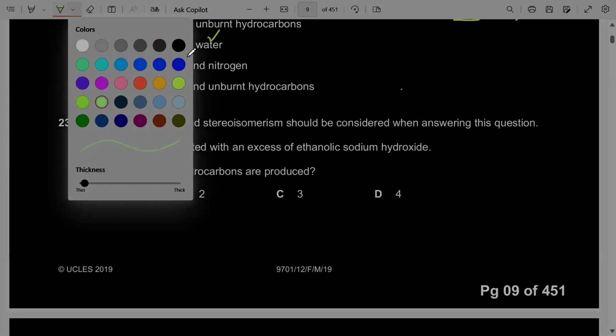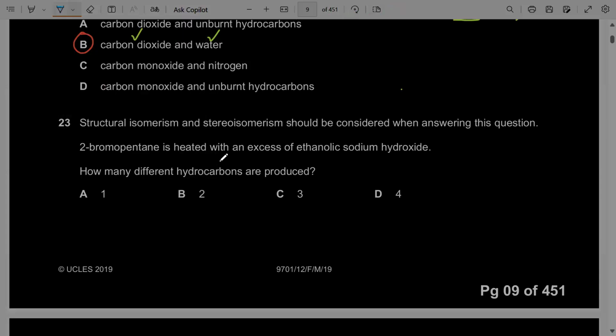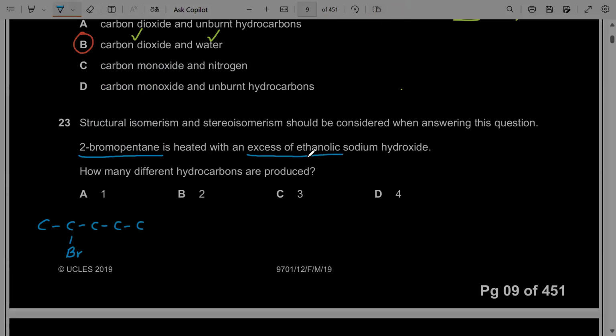Okay, so for this purpose, we need to first have this compound shown in the form of a structural formula. So I'm going to simplify this structure by showing the carbon atoms and the position of the bromine with this symbol. So 2-bromopentane means bromine is present over here. Now this compound is reacting with the excess of ethanolic sodium hydroxide, which means the type of reaction is an elimination reaction. So elimination reaction will be there.